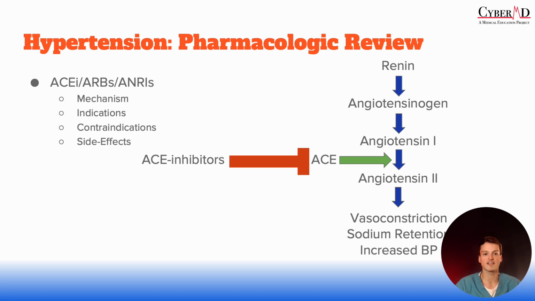going to be contraindicated in patients similar to ARBs, which is going to include patients who have a known hypersensitivity, patients who are pregnant, and they shouldn't be used concurrently with ACE inhibitors or within 36 hours of the last dose of an ACE inhibitor. Their side effects similarly can include hypotension, hyperkalemia, and an increased risk of angioedema. So that's going to be our pharmacologic review for ACE inhibitors, ARBs, and ARNIs.